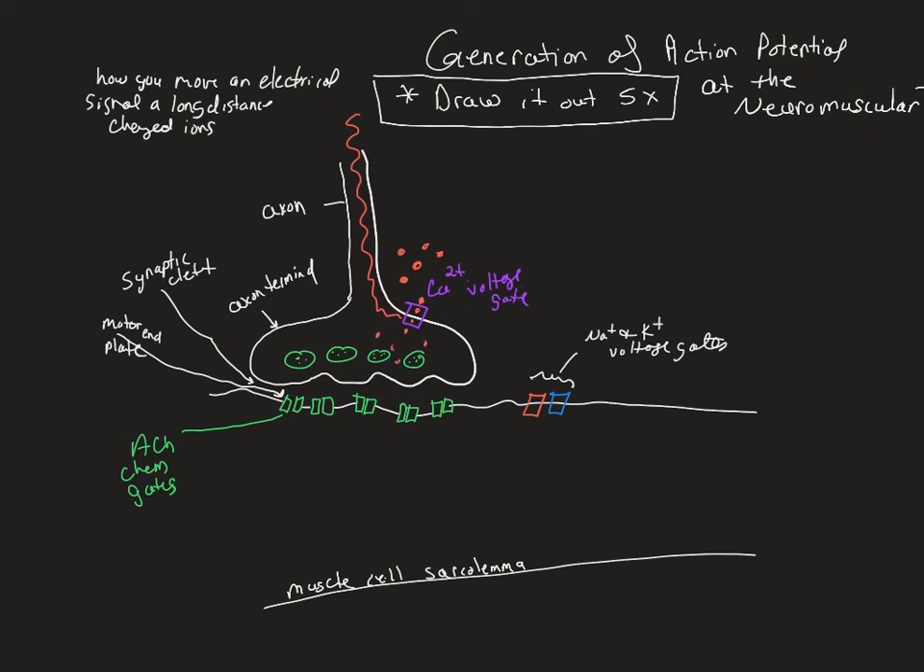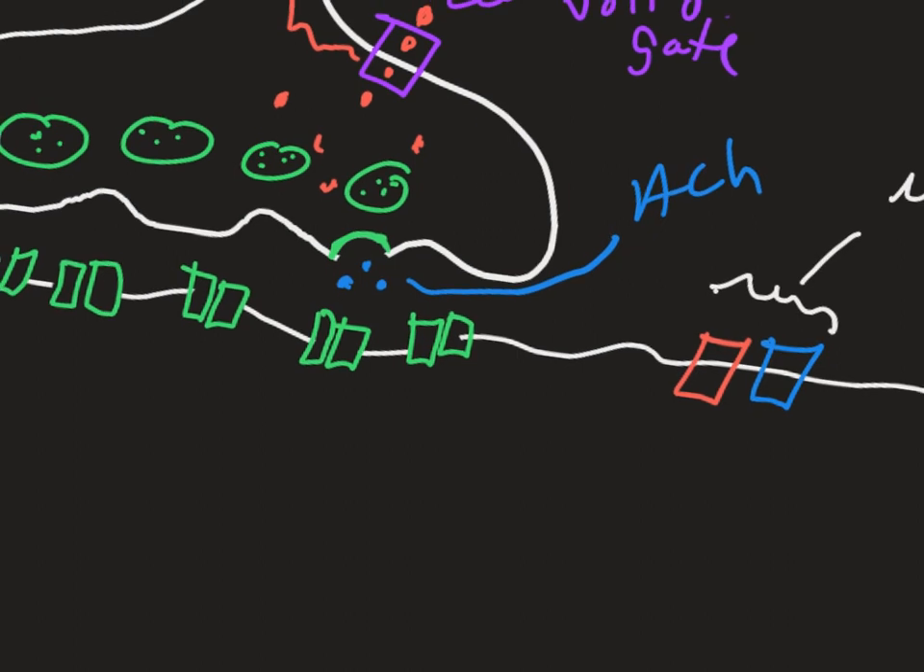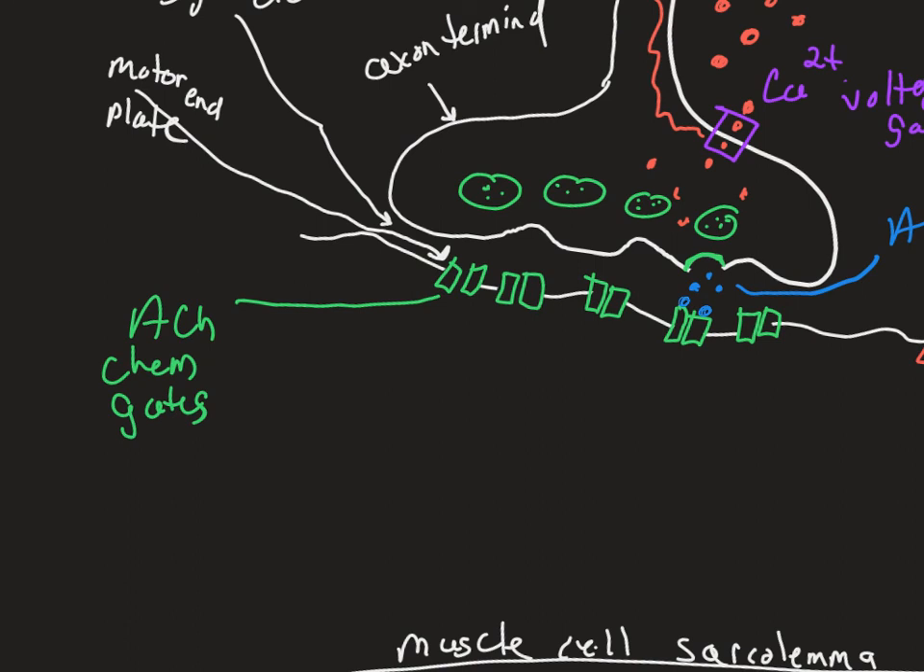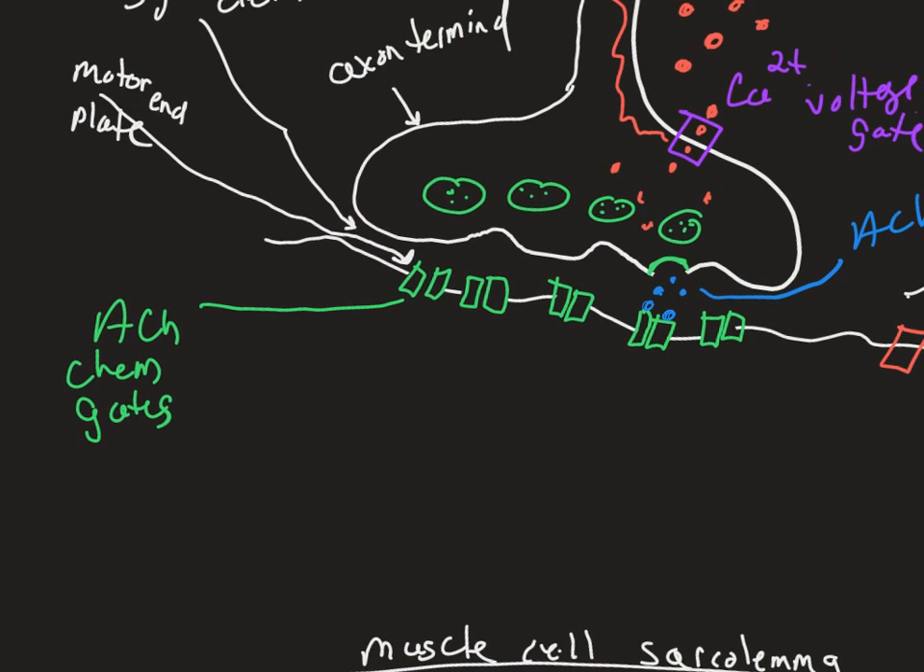And this calcium is going to trigger these vesicles to move over here. And those vesicles are then going to open, and I'm going to have blue acetylcholine. So that is representing acetylcholine, our neurotransmitter. And the acetylcholine is going to come over here and it's going to hook onto my acetylcholine chemical gate, which you will see I labeled right over there. Okay, when it does that, we're going to erase these and show you what happens.